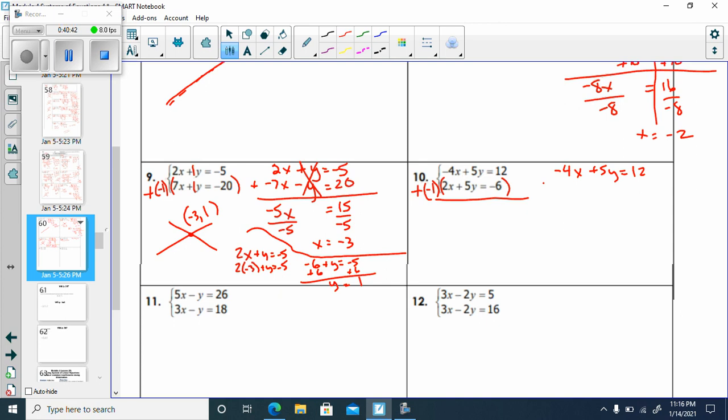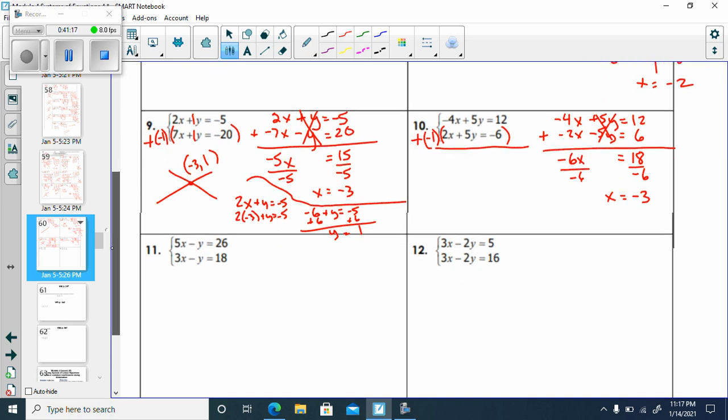Negative 1 times 2x is negative 2x. Negative 1 times 5y would be negative 5y. Negative 1 times negative 6 is positive 6. Negative 4x plus negative 2x is negative 6x. Okay. Negative 5y plus positive 5y is 0. 12 plus 6 is 18. Divide both sides by negative 6, and x is equal to negative 3.